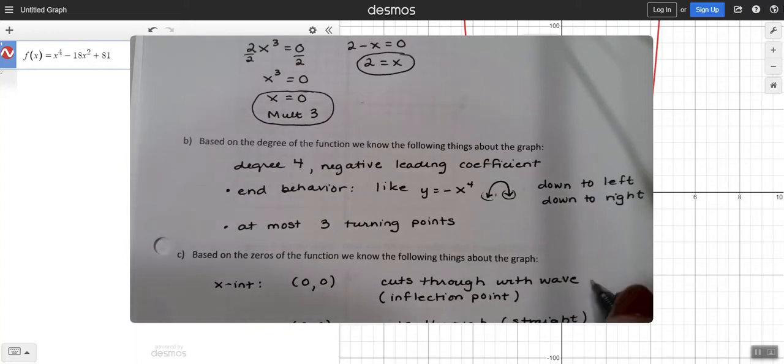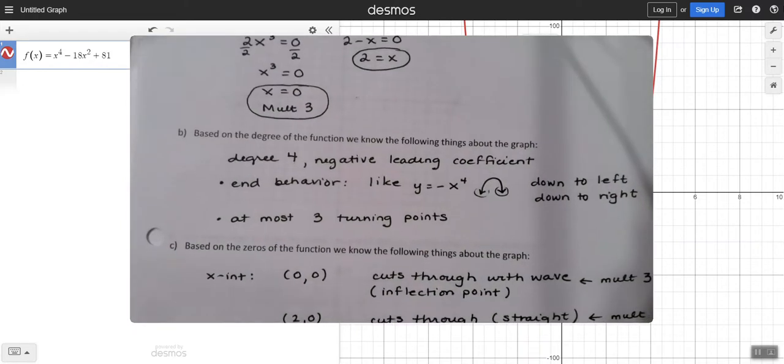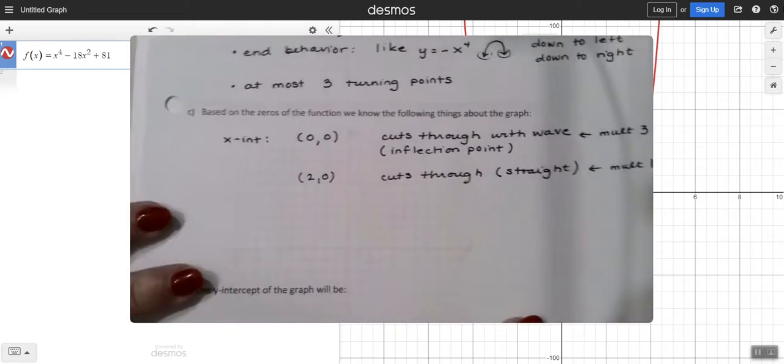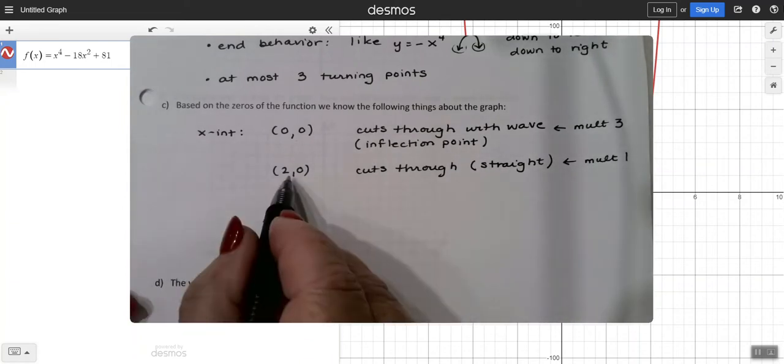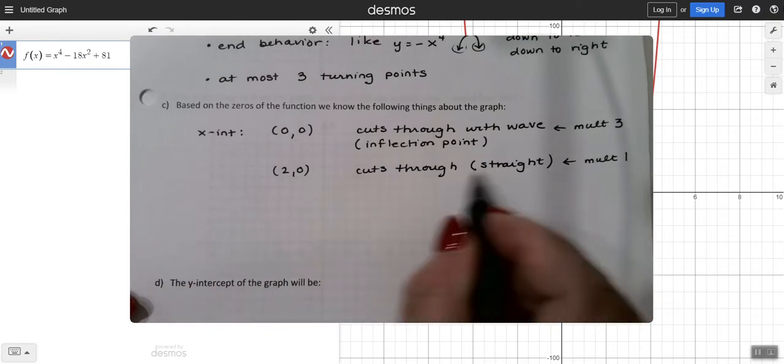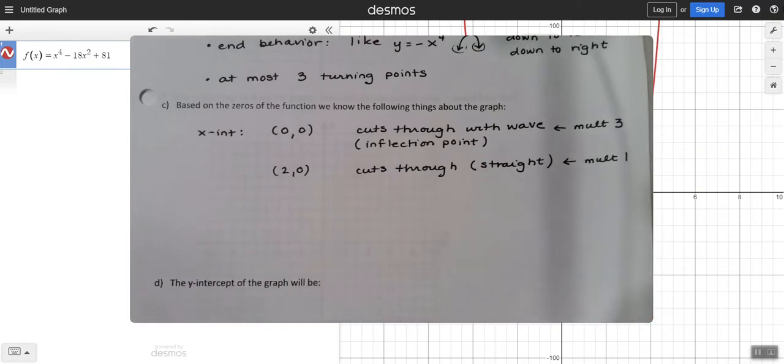And that's just multiplicity 1, so that's just going to cut straight through. And this was because of the multiplicity of 3, and this was because it only had a multiplicity of 1. So again, 0, 0, because it was multiplicity 3, cuts through with that wave. We call it an inflection point. 2, 0 only had multiplicity 1, so that's just going to kind of cut straight through. No wave, no bounce off, just straight through.